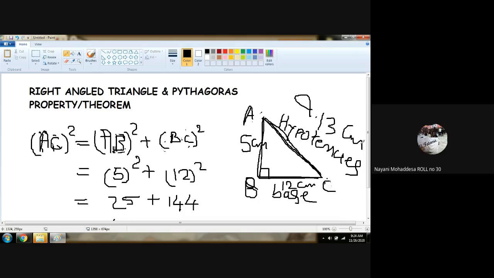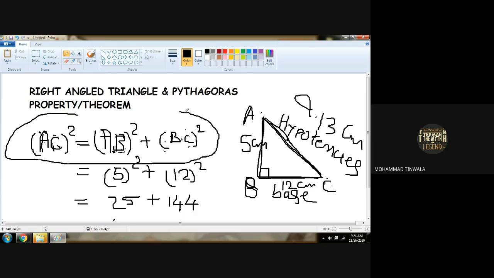So this kind of sums you will be having in your textbook. And Pythagoras property, this is known as Pythagoras property. learn કરી નાખવાનું. Triangle નું નામ ગમે તે હોય.